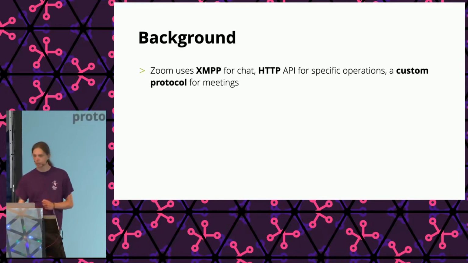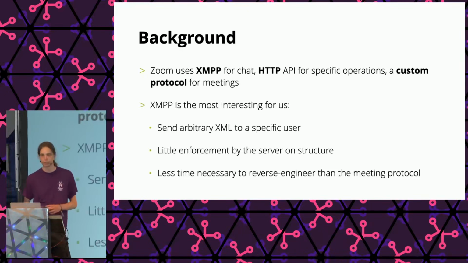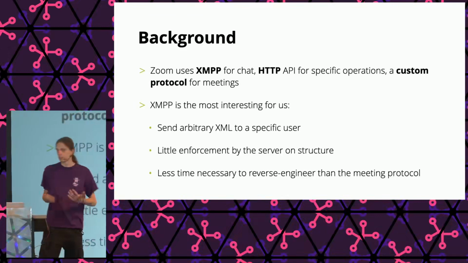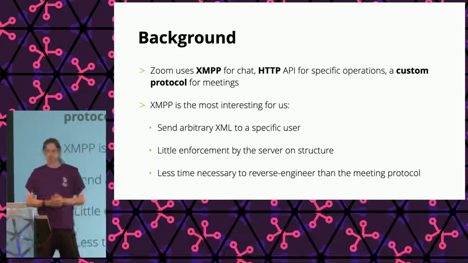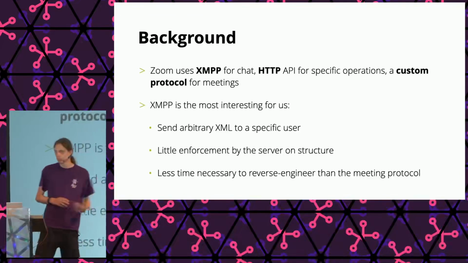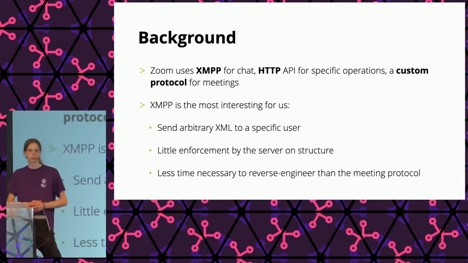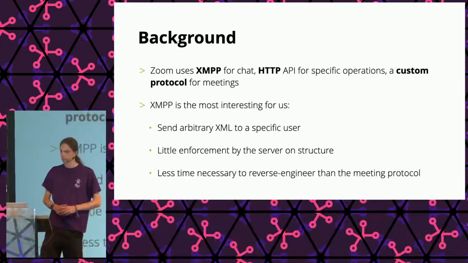Pretty early on, we decided that the XMPP connection would be the most interesting for us. Because by design, XMPP is extensible, you can basically send arbitrary XML directly to another user. And often the server doesn't really care about it. It just forwards it to the other end. So there's little enforcement by the server. There's a couple of things they block, but really not that much.